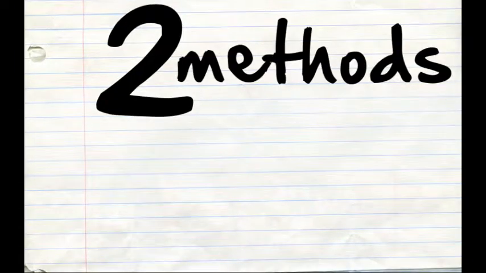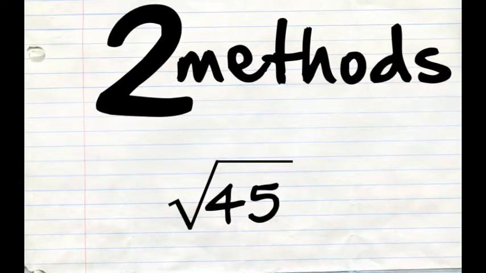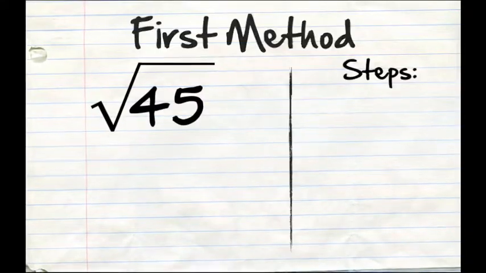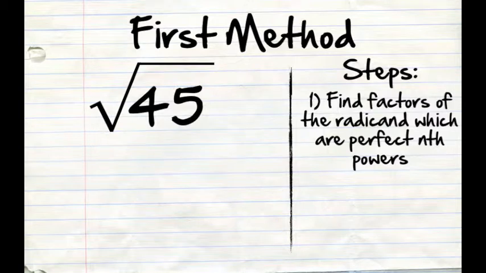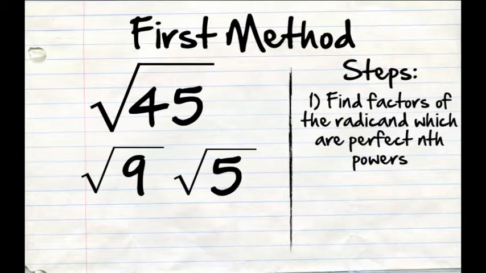This case can be solved using two methods. All the examples that are presented here will be solved using the two methods. The first example is the square root of 45. The first step for the first method is to find the factors of the radicand which are perfect nth powers. In this case, it is square root of 9 and square root of 5.